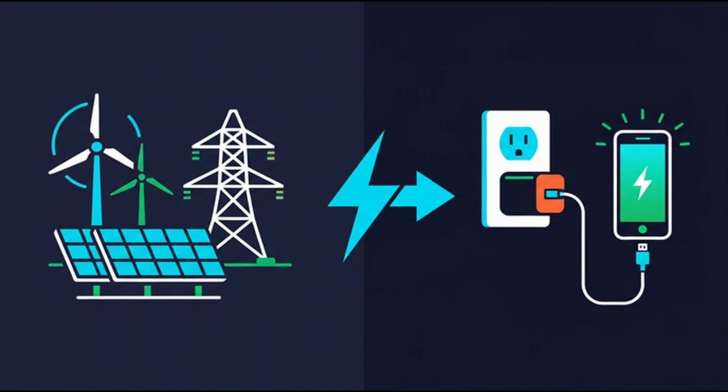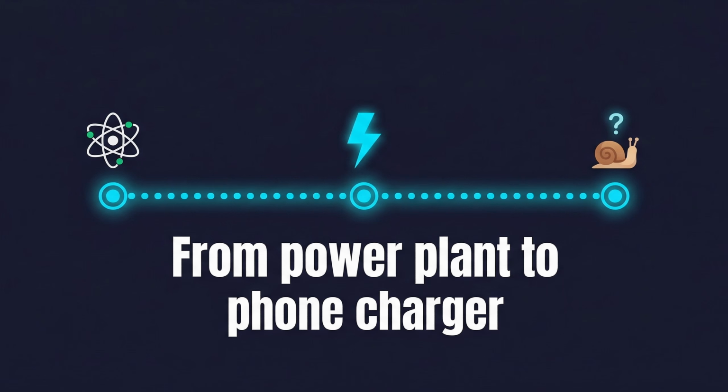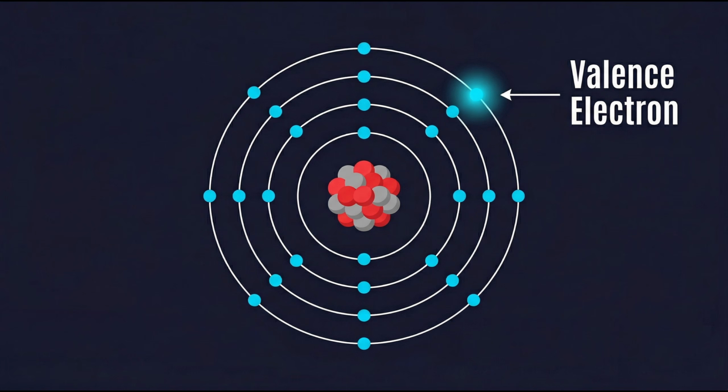How? How does electricity travel hundreds of kilometers in a fraction of a second if the particles carrying it barely move? In the next 8 minutes, you'll understand how electricity actually works, from power plant to your phone charger. And at the end, I'll solve the Snail Paradox. Let's start small, really small.